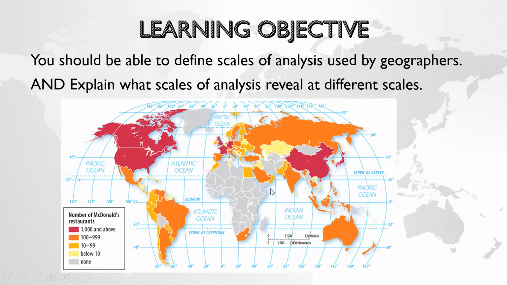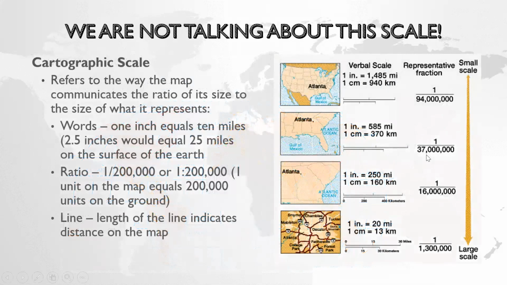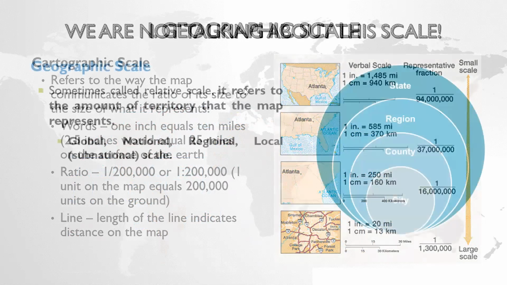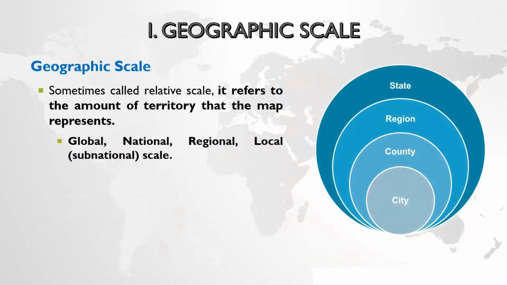If you look at this map here, a choropleth map in the Robinson projection, we're going to add yet another layer and try to understand the scales of analysis with this one. When we talk about scales of analysis, we are not talking about this scale, not cartographic scale, something that you've all learned in elementary and middle school. So ignore this, this is not what we're talking about. What we are talking about is geographic scale and scales of analysis.